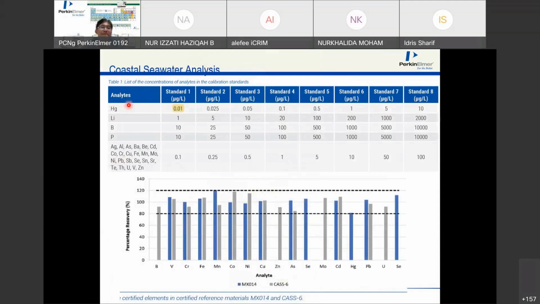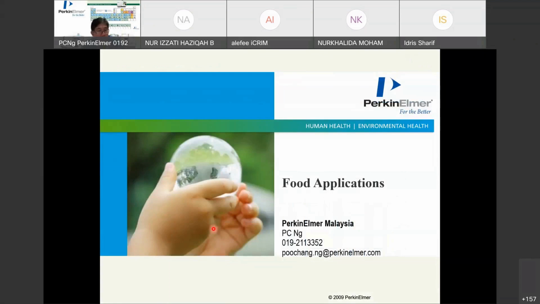So look into it. Calibration of mercury in seawater is 10 ppt. The rest are all at ppb level. So this is the Marine Water Act. Okay, now we move on.